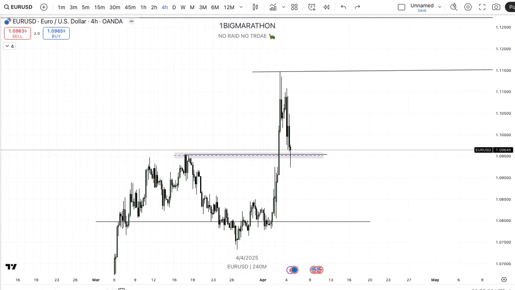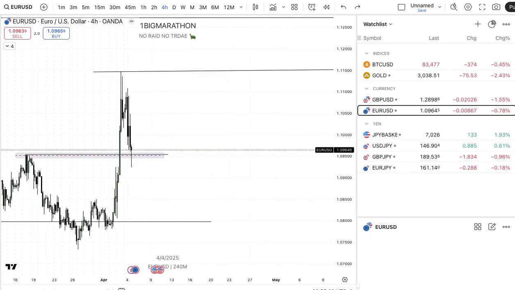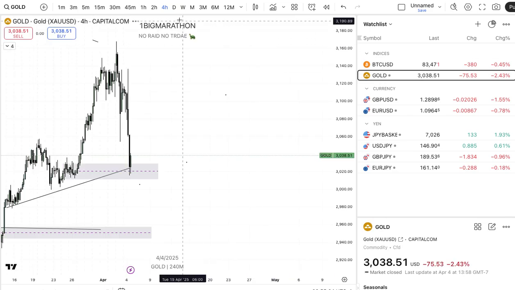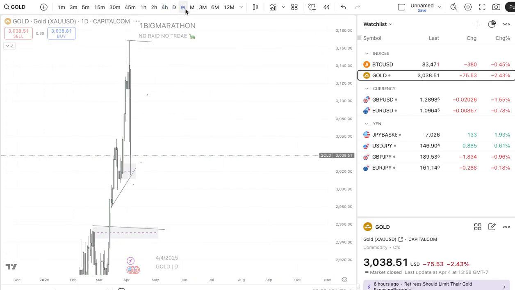So let's go to our last on the list currency. What we are looking out for is going to be gold. So we are going to look at gold on the 1 week time frame.